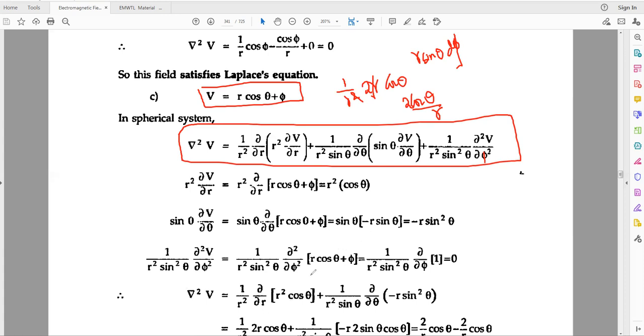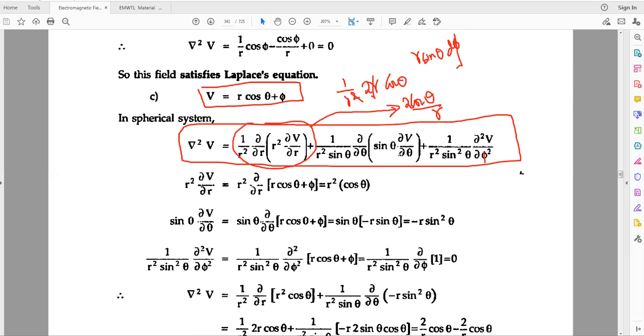In del squared V, r squared and r squared get cancelled, one r gets cancelled, giving 2r cosθ by r. This is the first term. For this first term, the answer is 2cosθ/r.